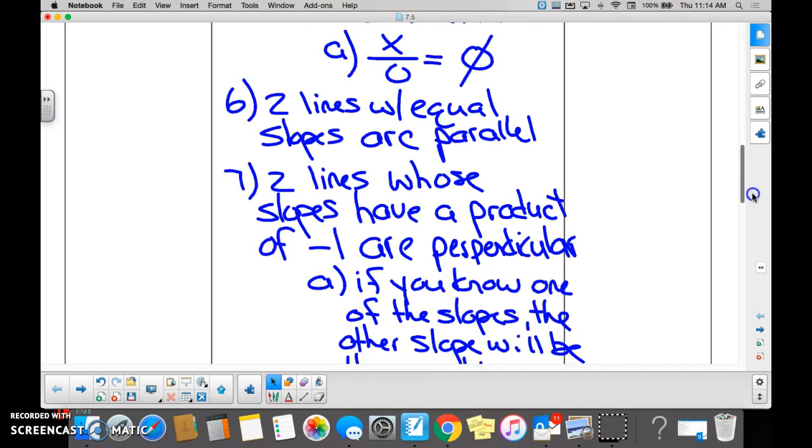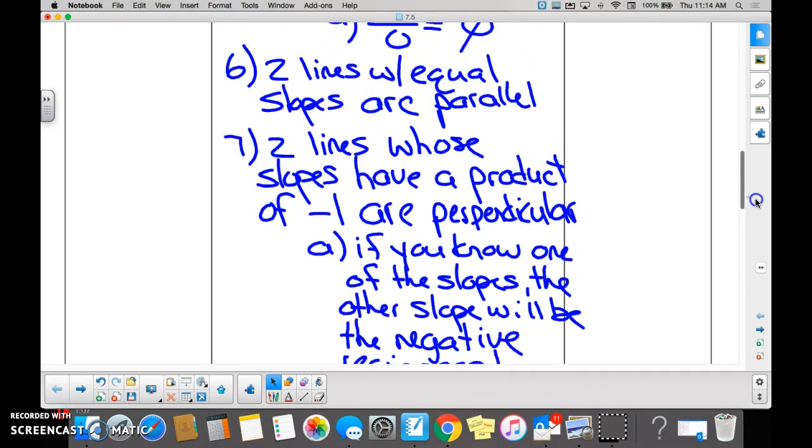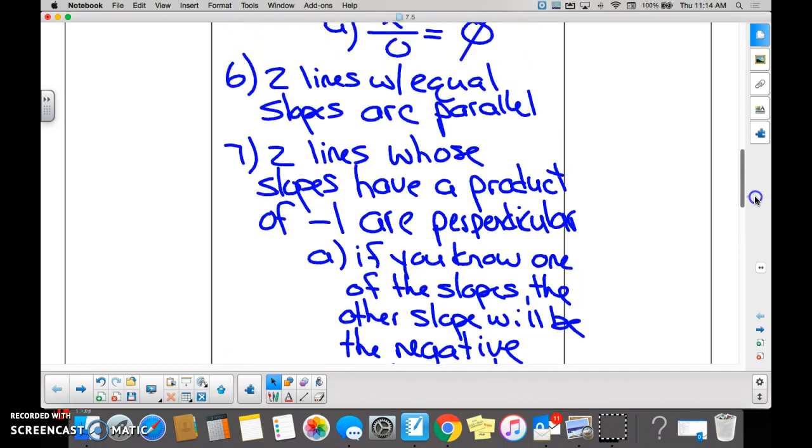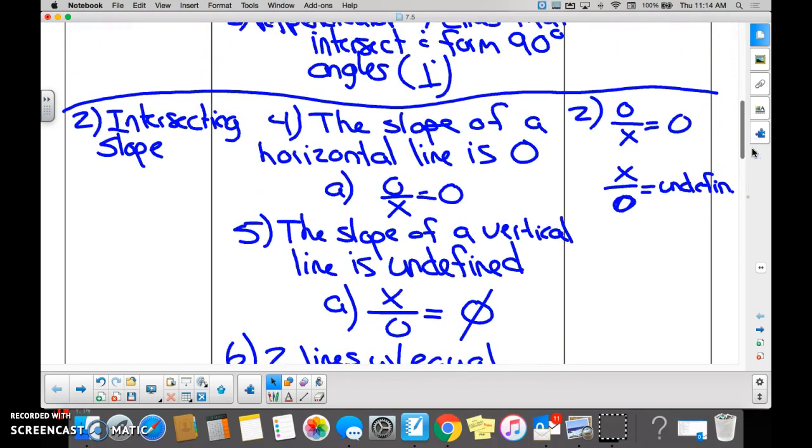So I'm not going to read through all of them because we're going to go to the next pages and look at the graphs and talk a little bit more about them. Okay, but these are very, very important notes. All of these, I would actually consider cheat sheets.